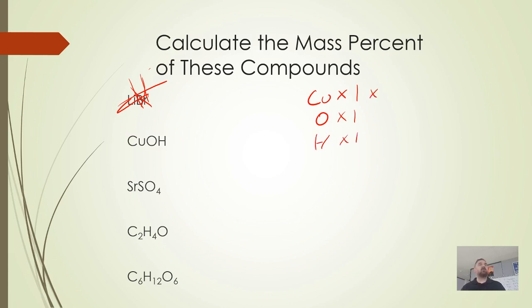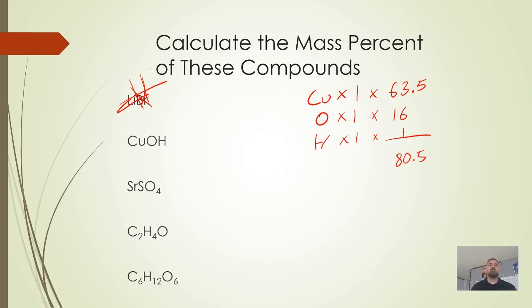All right, so then we put in the molar mass. What's the molar mass of copper? 63 point what? All right, and then oxygen. And then hydrogen. All right, then we just add these together. What's that going to give us? It's going to be 80.5.